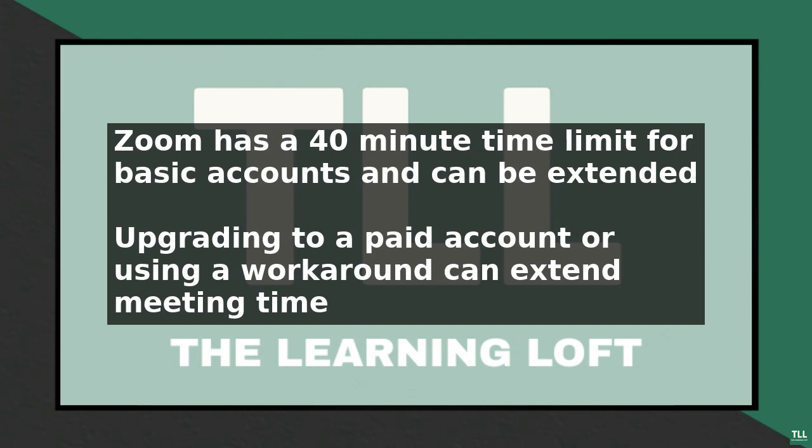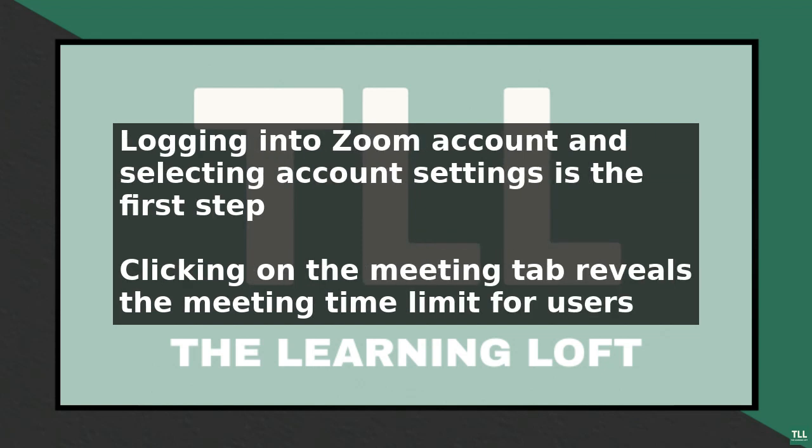Start by logging into your Zoom account and clicking on the account profile picture. Then select Account Settings. In the Account Settings, click on the Meeting tab and look for the meeting time limit. If you have a basic account, you will see that the meeting time limit is 40 minutes.